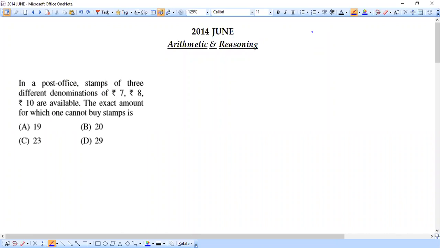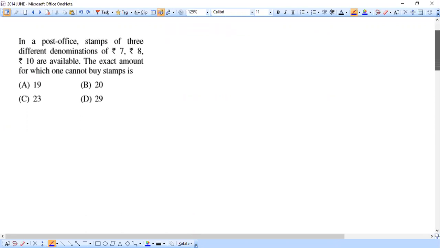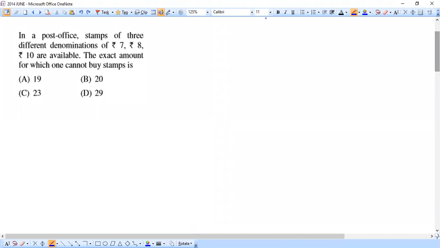We are about to solve the questions from the year 2014 June's question paper, UGC-NET Paper 1, from the Arithmetic and Reasoning part. We start with the questions. Yes, question number 1, a very basic question. It is from numbers. So let's see what is there in this question.